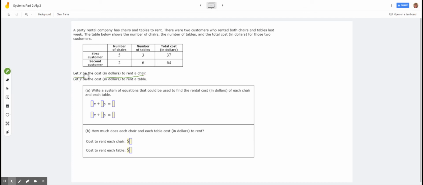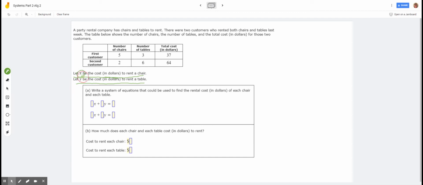All right, they're even telling you what the variable is. Let X be the cost to rent a chair. Let Y be the cost to rent a table. Write a system of equations that could be used to find the rental cost of each chair and each table.